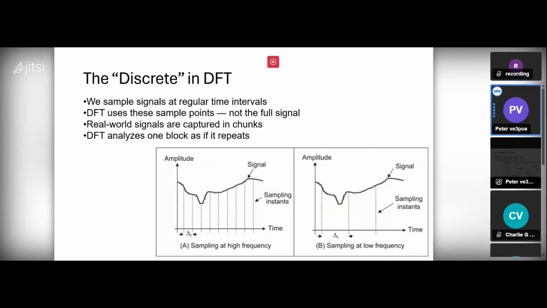Signals are theoretically continuous, but in practice, we sample them at regular intervals, for example, 1,000 times per second. The discrete Fourier transform works only on these discrete samples, not the continuous waveform. Real-world data is finite and typically sampled in blocks like 256, 512, or 1024 points. The DFT assumes that each block represents a repeating waveform cycle, which helps with the math, but can be problematic if the signal doesn't repeat cleanly within the sample window.